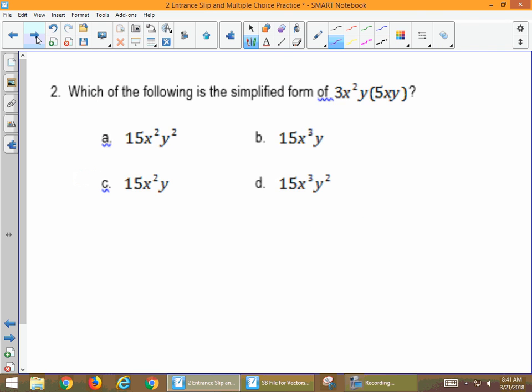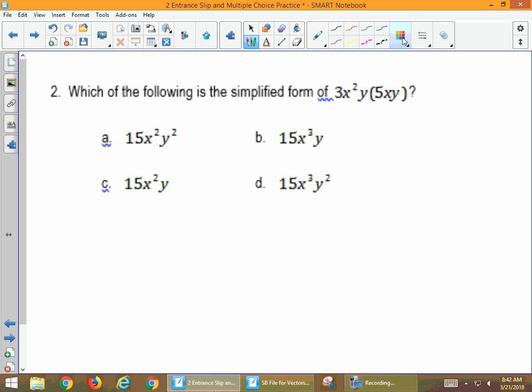All right, number 2. Which of the following is the simplified form? So you have to look out for select all that apply, because those are going to happen all over the things that we give to you, as well as on the OST. So if we're just picking one, it's nice that it's the simplified form. This is really an exponent rules problem.